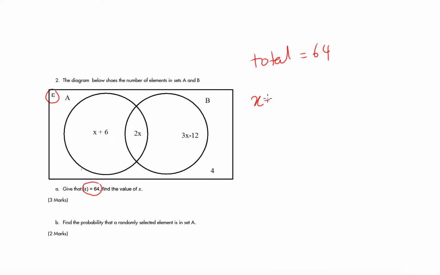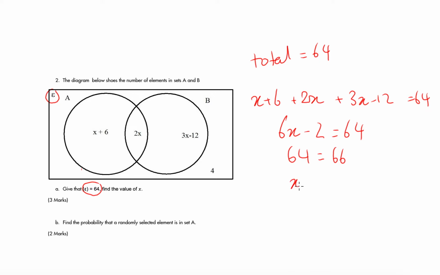So if we do x plus 6 plus 2x plus 3x minus 12, we should get 64. So that simplifies to 6x minus 2 equals 64. So 6x equals 66. So therefore, x equals 11.